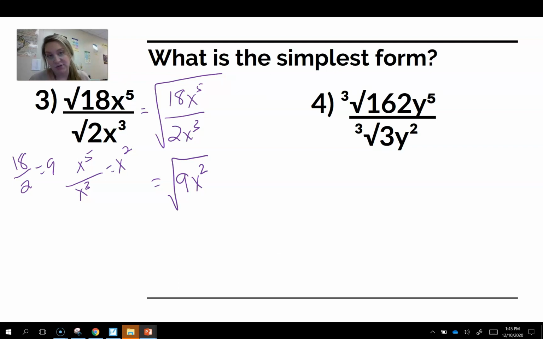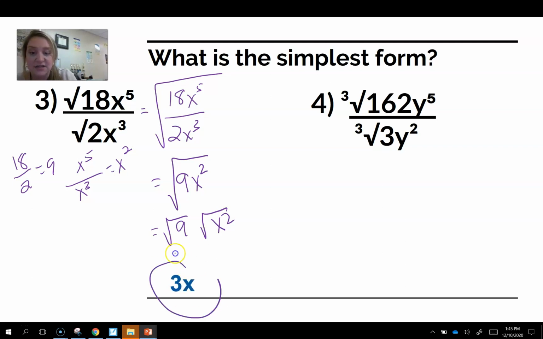Now let's do the actual square root part. Okay, you can even break this up. Square root of 9 and square root of x squared. Well, the square root of 9 is 3, and the square root of x squared is x. So this simplifies to just 3x.